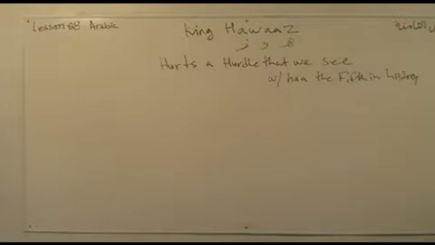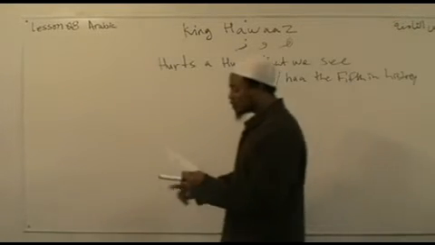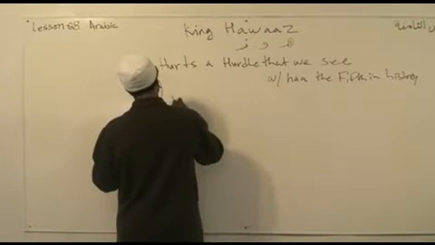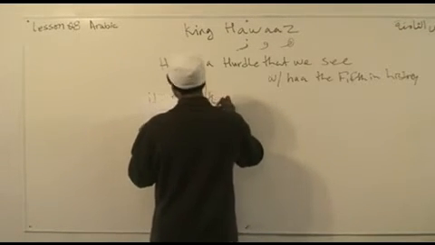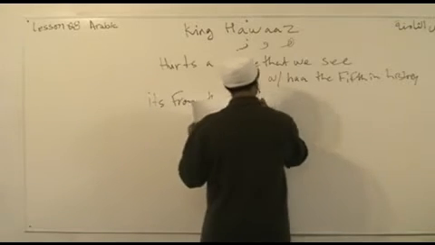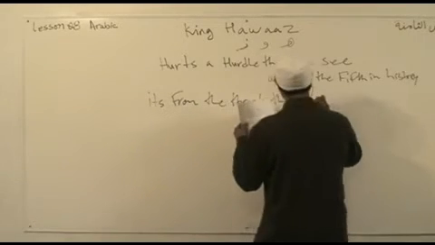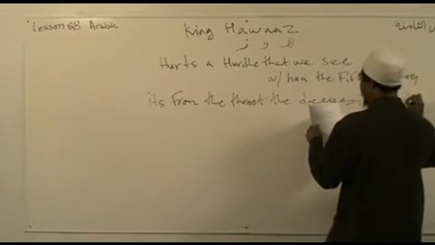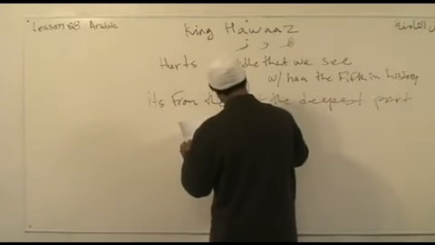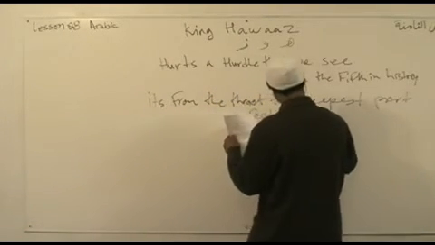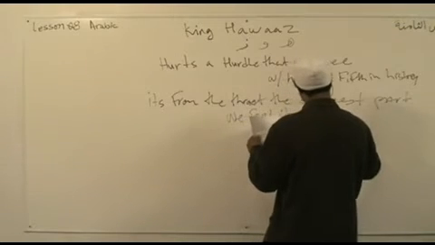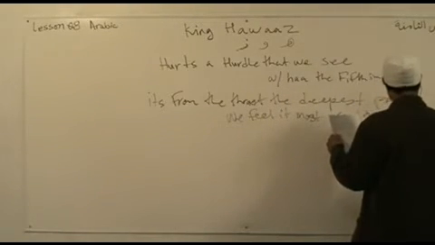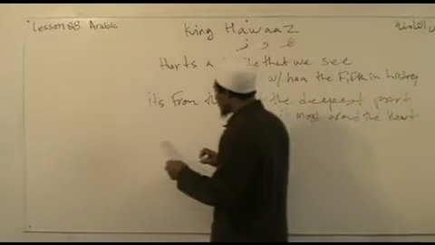All right. Hurts a hurdle that we see with Ha, the fifth in history. It's from the throat. It's from where? From the throat. The deepest part. We feel it most around the heart. With Hamsun.